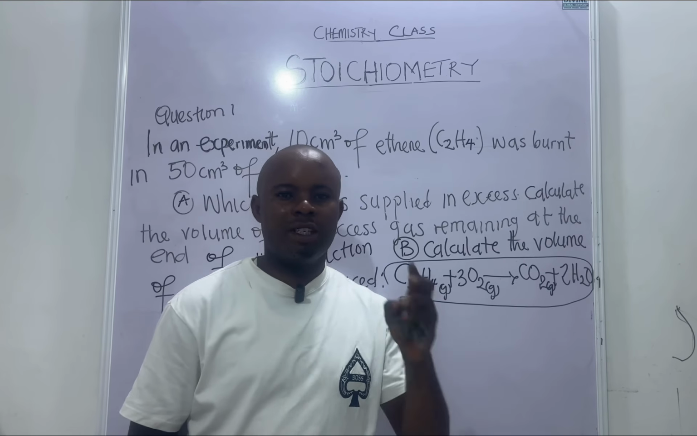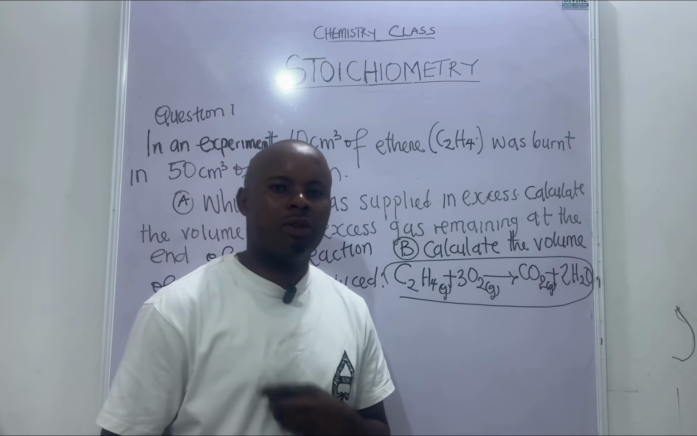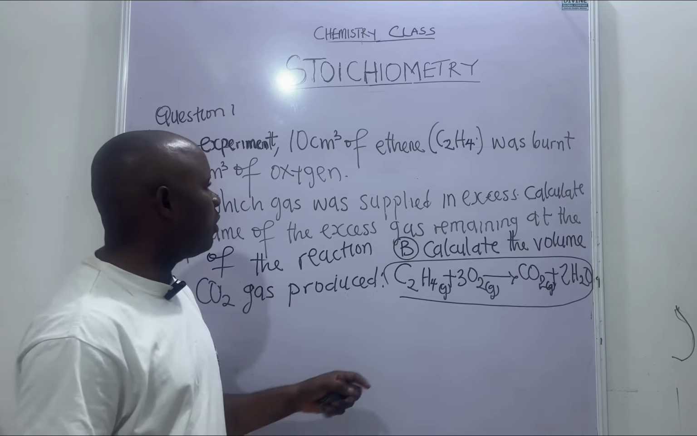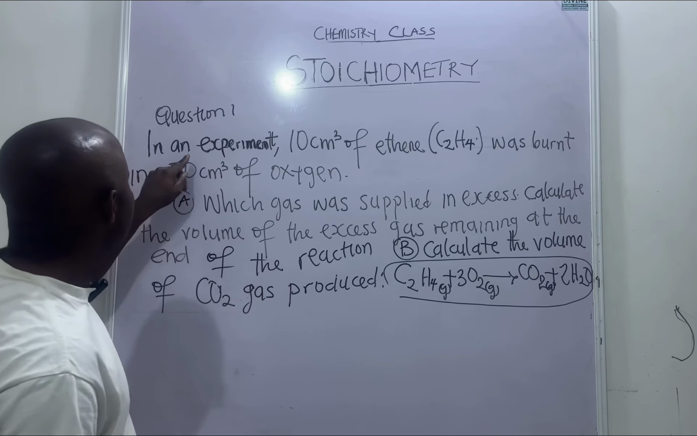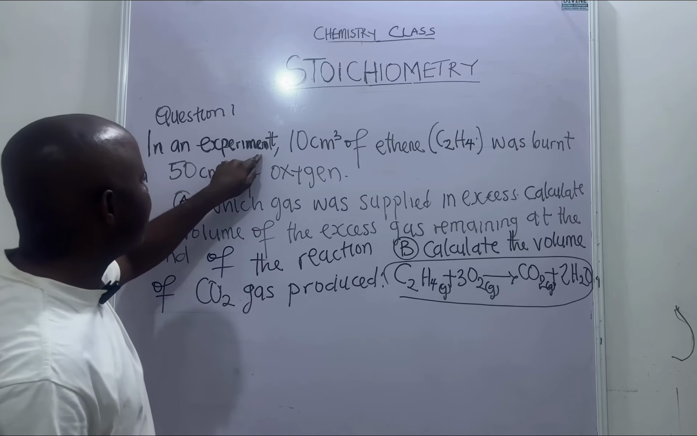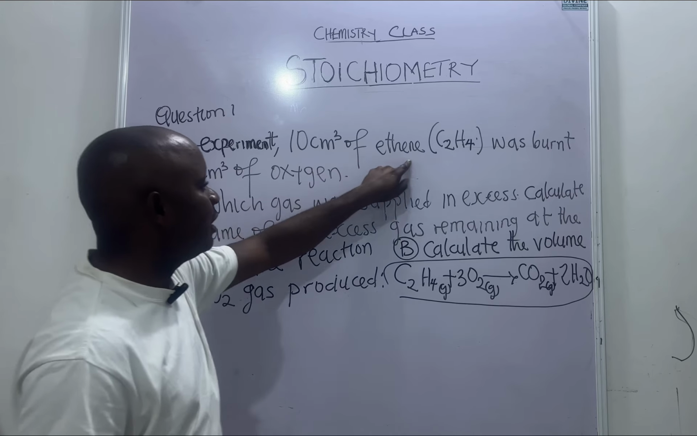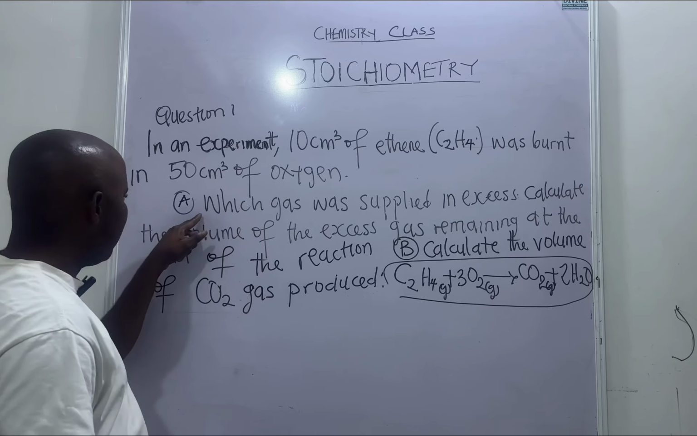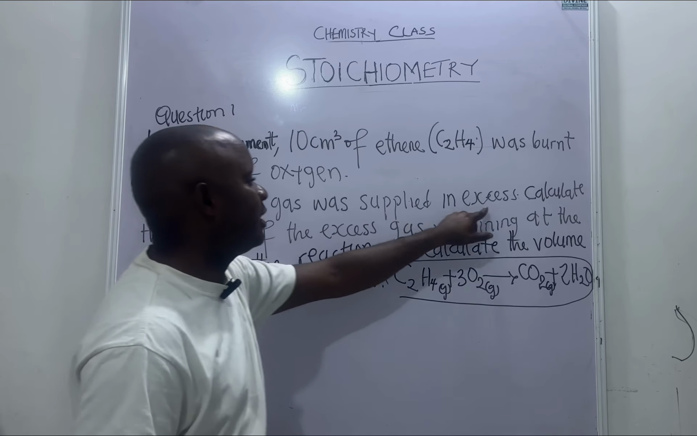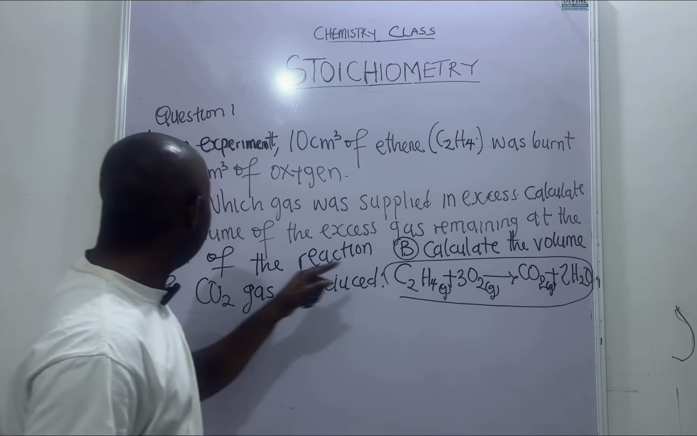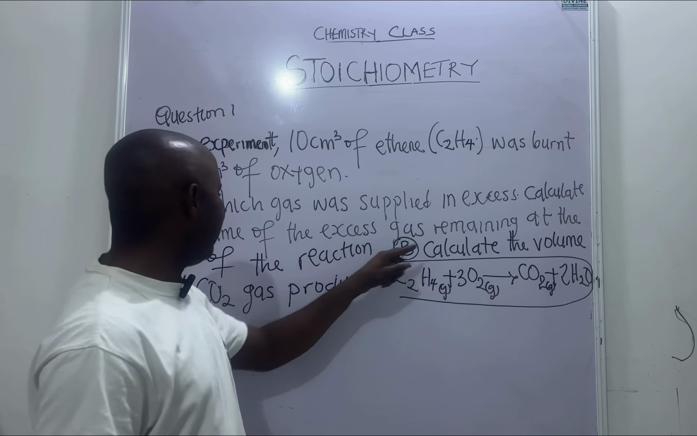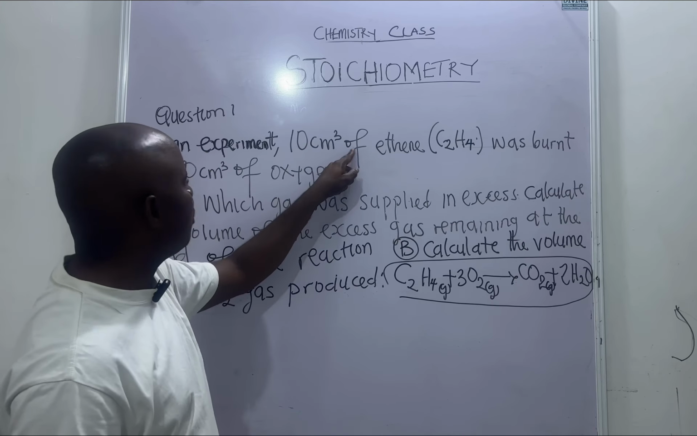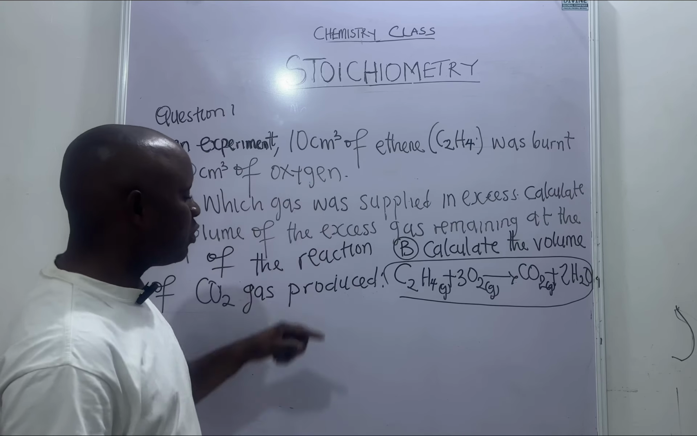In our last topic, we treated stoichiometry and gave some examples. In today's topic, we are going to talk more on stoichiometry with a different example. On the board, I have a question. In an experiment, 10 cm³ of ethene was burnt in 50 cm³ of oxygen. A, which gas was supplied in excess? Then calculate the volume of the excess gas remaining at the end of the reaction. So, 10 ml of ethene was burnt in 50 ml of oxygen.